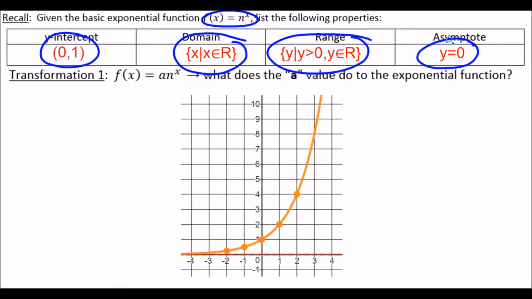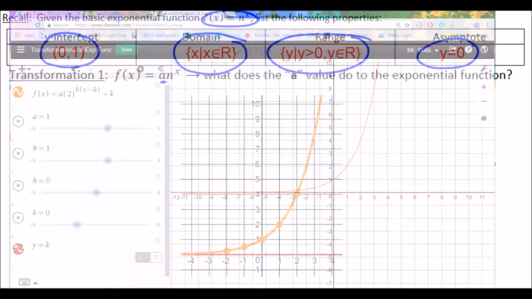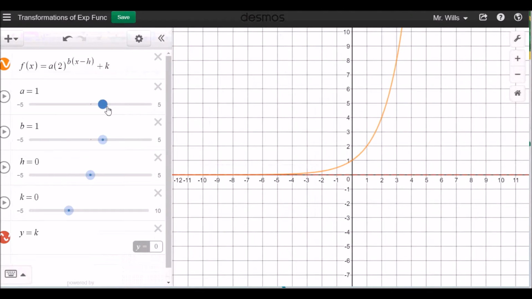So transformations. The first transformation we'll look at is the a value, so that is the coefficient in front of the power. What does it do? So we're going to look at from Desmos, here is Desmos, and we're going to play with that a value. If I'm going to shift the a value, pay close attention to what it affects. Just like we saw in the other functions, we see it vertically stretches if it's bigger than 1. And then if we go back between 0 and 1, we see it's vertically compressed. And then if a is negative, here we can see that it is reflected through the x-axis.